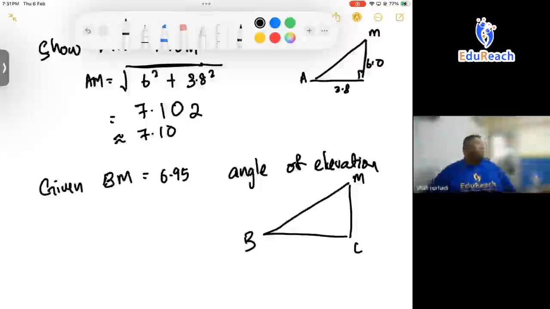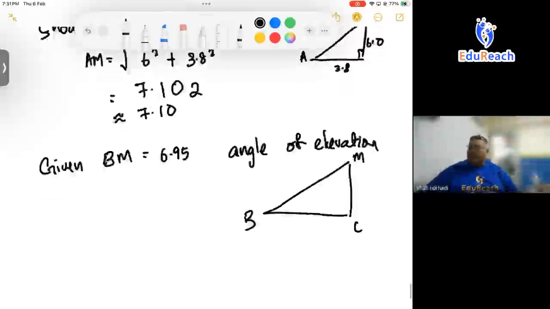Done? Alright, so angle of elevation is here.